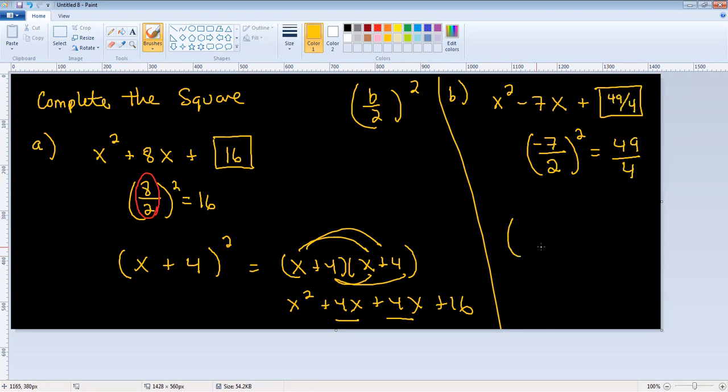Okay, so how would we write this? Well, remember, it's the number inside. The number inside, before you square it, that's going to be this number. So this is the number that makes a completed perfect square, and you can factor it like this. Okay, cool.